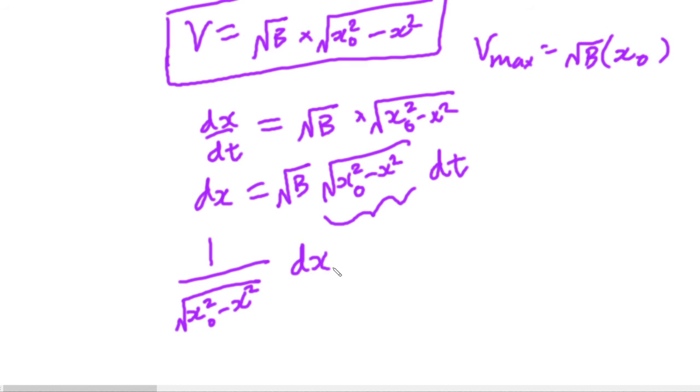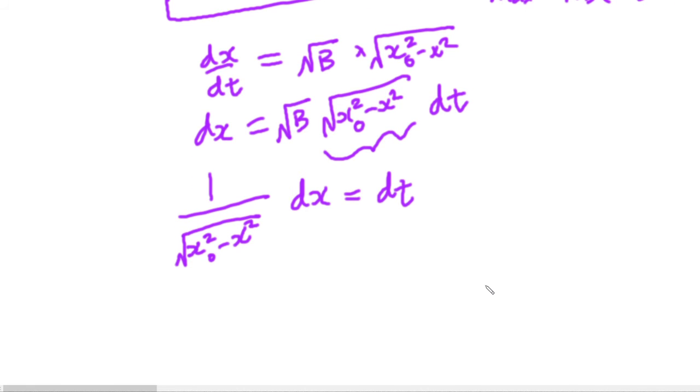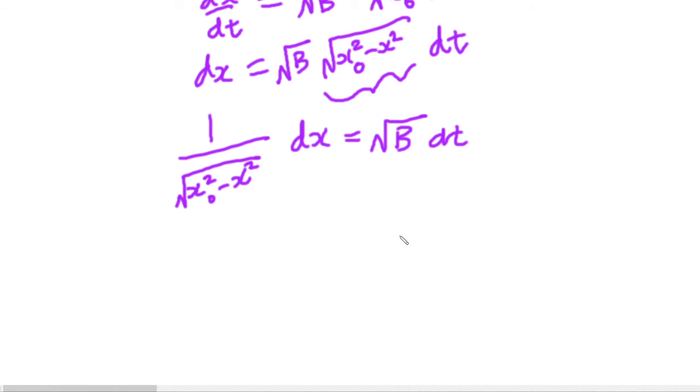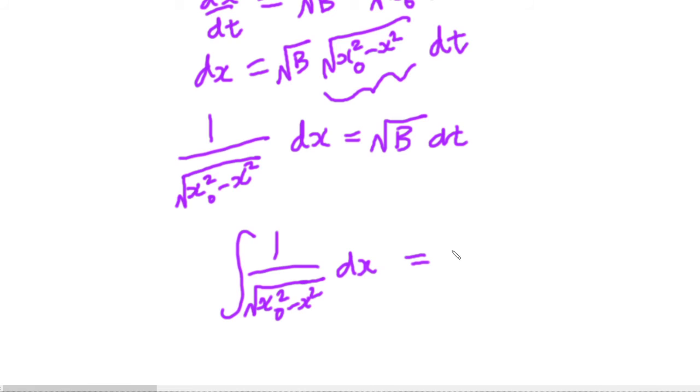1 over that square root term multiplied by the infinitesimal change in x dx is equal to the square root of b times dt. And if we now, for real, integrate both sides, we get the integral of 1 over that square root term is equal to the integral of root b dt.